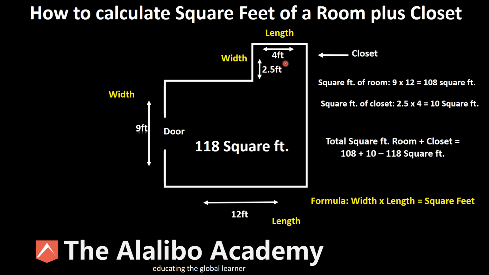So let's take a look at the formula. It's a very easy formula, and the formula is right here. Width times length equals square feet. That's what it is. Width times length equals square feet.